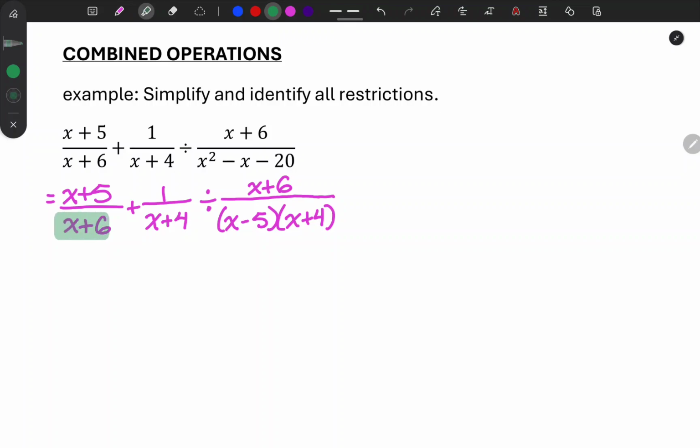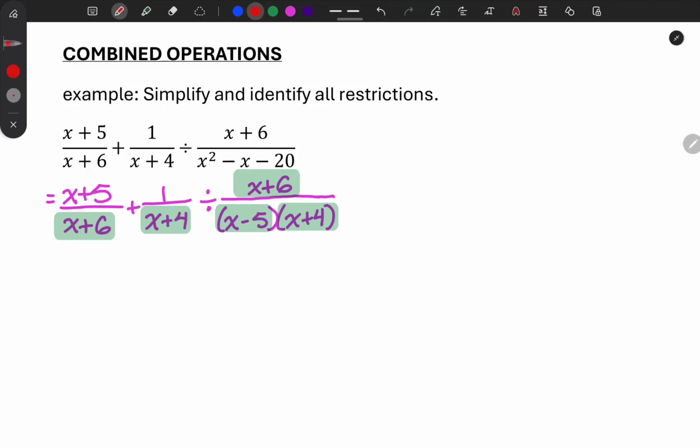So anything in the denominator, like the x plus 6 and the x plus 4, give us a restriction. So does the x minus 5 and again the x plus 4. Additionally, because we have the division, we cannot divide by 0. That could have been an extra restriction. In our case, we can see we already had that one somewhere, but we still need to check that because it could introduce a new restriction.